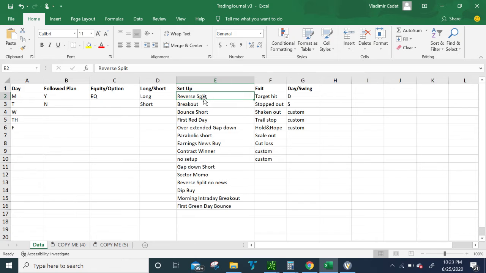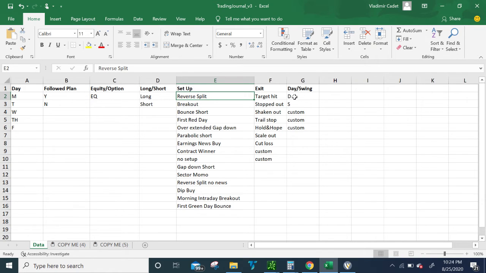On here, you could actually delete all of this if these are not any of the setups that you're trying to track. Once you delete it, it's going to automatically update to the copy me part. And the same thing with exit. If you want, you could delete it, just in case you have something different in mind for your exit. But I just put target hit, stopped out, shaken out, trailed stop, hold and hope, scale out.